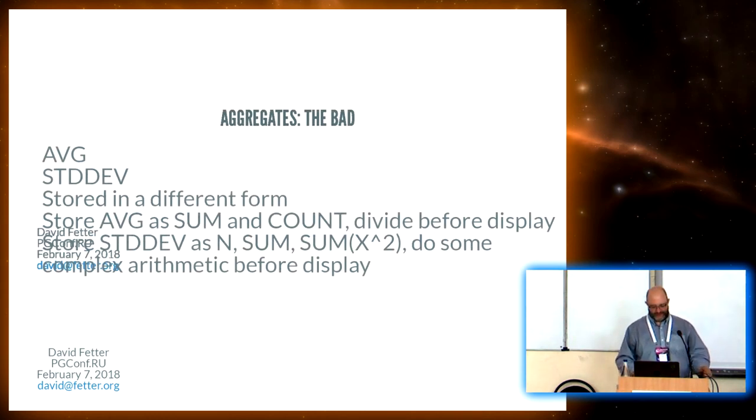Then there are aggregates which you could call bad. Average and standard deviation would be two examples. These need to be stored in a different form. To be able to incrementally update average, you store sum and count, and these are incrementally updatable. Then you divide sum by count before you display it, and that's how you get your aggregation. I'd like to see about a feature to do this, where we could have the sum and count be invisible columns, and then the average would be the visible one derived from them, but we don't yet have a mechanism for that other than creating a view atop the materialized view. That would be a nice feature to do.